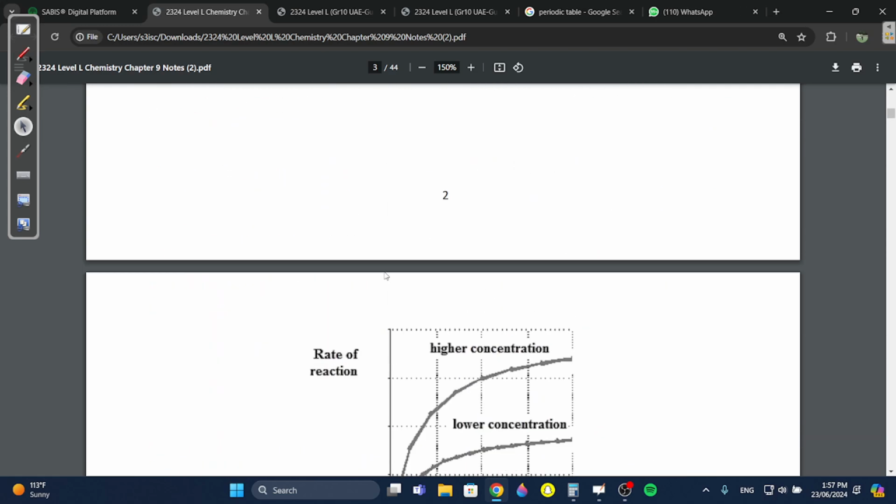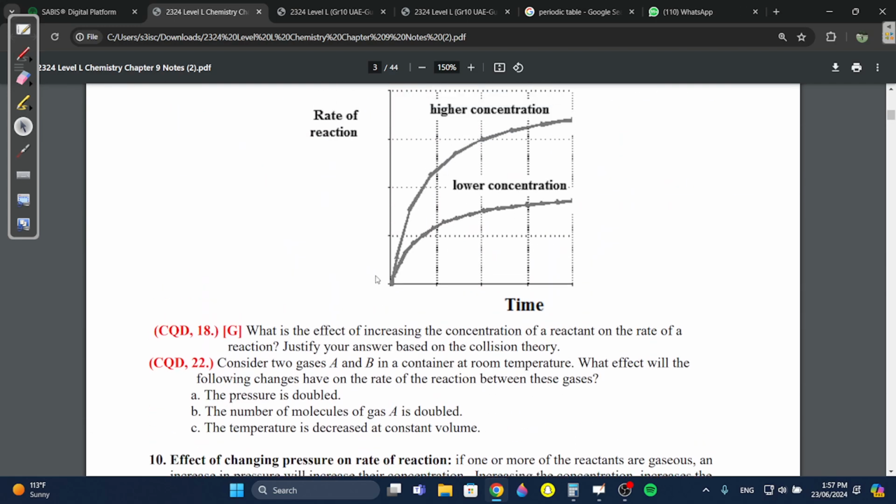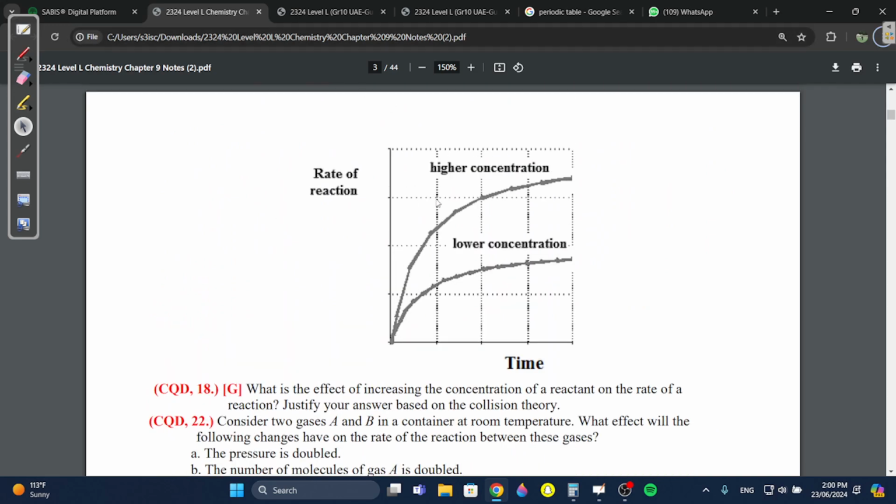Moving here, SQD 18. Over here it shows higher concentration, lower concentration. Be careful if they said increasing the concentration of the excess. Let's say we had a reaction between hydrochloric acid and sodium chloride, and they said that HCl, hydrochloric acid, was the excess, and then they said we increased the concentration of hydrochloric acid, which is the excess. How would the graph look? It would look like this. It would just have an increased rate, but it would have the same end product.